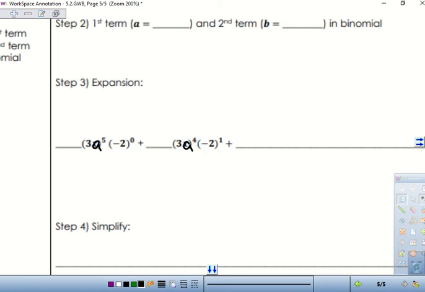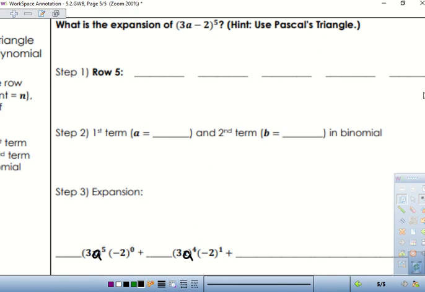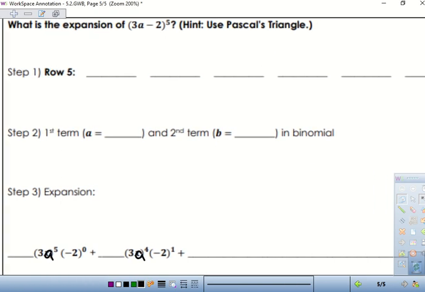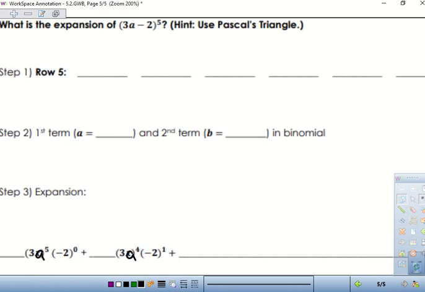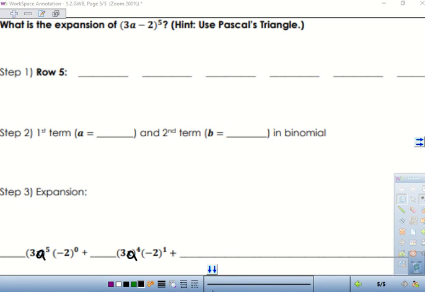Okay. So, now we're going to go ahead and expand this polynomial. So first thing we have to do is identify what row of Pascal's triangle we're going to use. What row are we going to use here? Good. What is the 5th row? 1.